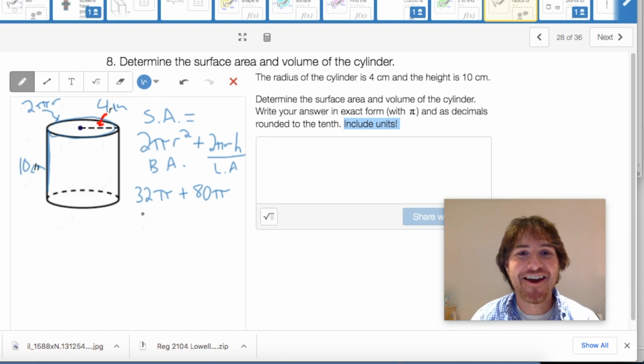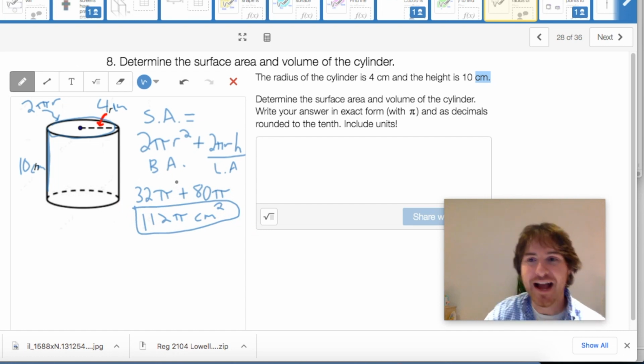I like that right there. I have 112 pi. Need to include units though, so what is it, right? It's measured in centimeters times centimeters would give me square centimeters. And it looks like centimeters squared when I get it done here.